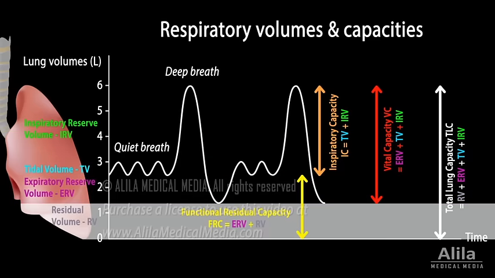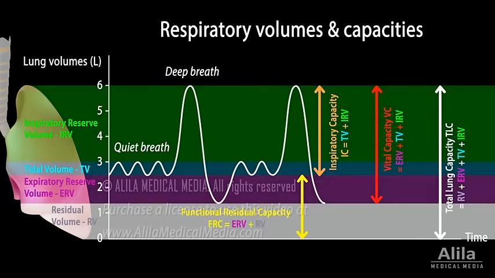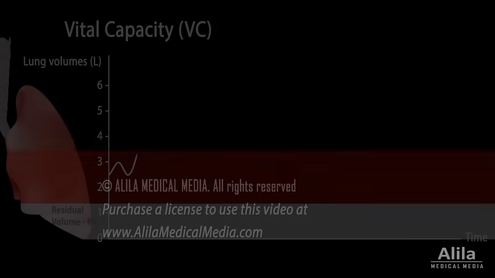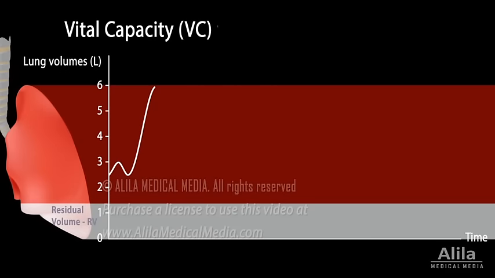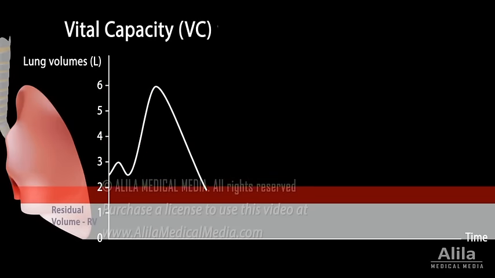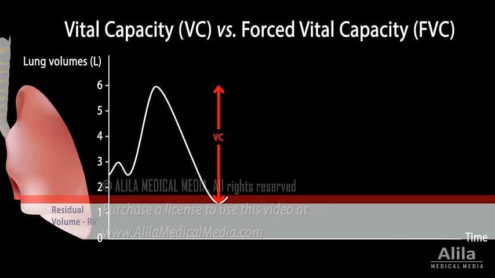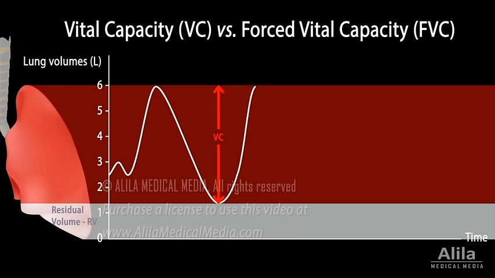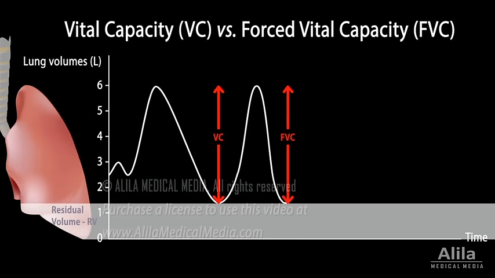a maximum inhalation. This is basically the volume of the deepest breath the lungs can possibly handle and is an important indicator of pulmonary function as well as strength of respiratory muscles. Vital capacity can be measured as slow vital capacity during slow, relaxed breathing or as forced vital capacity, FVC, when the patient is asked to breathe out as hard and fast as possible.